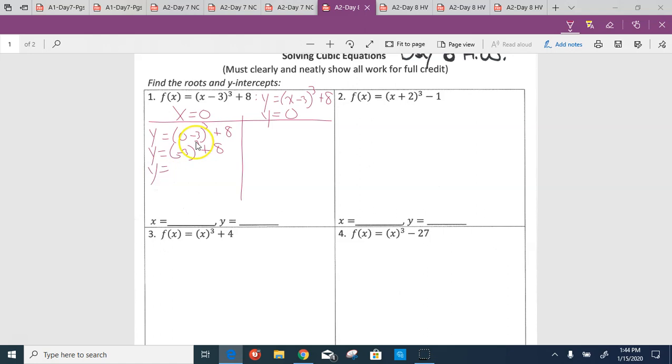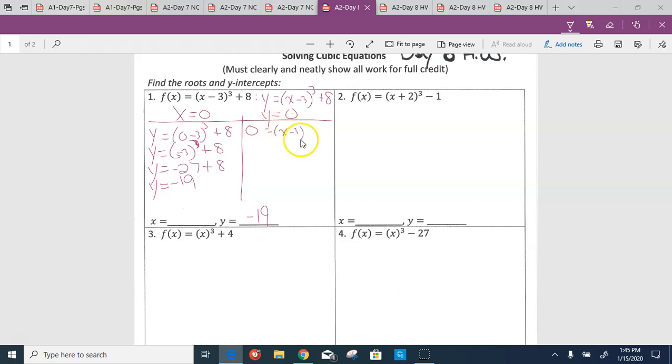Negative 3 to the third power. I'm sorry, my 3's not coming out. This pen I'm using is not very fine tipped to pick up. Either way, negative 3 to the third power is negative 27 plus 8. Negative 27 plus 8 gives me a negative 19. So y is negative 19. I'll put that right there. And I'll go ahead and solve over here when y is equal to 0.